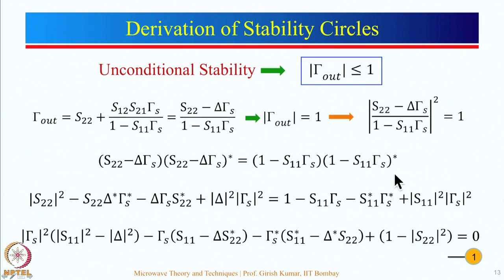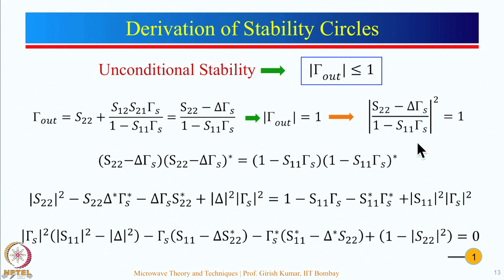Similarly, we can write the right hand side. So, this will be 1 minus S11 gamma S, then minus S11 star gamma S star, because this will come inside, and then the magnitude term corresponding to the product of these two terms. So, now what we have done over here, we have separated out the gamma S terms. So, gamma S square, the corresponding coefficient is given here, then the gamma S term, which you can see from here, put things together, then gamma S conjugate terms, and then whatever is left out. So, now this particular thing can be represented in the form of a circle.